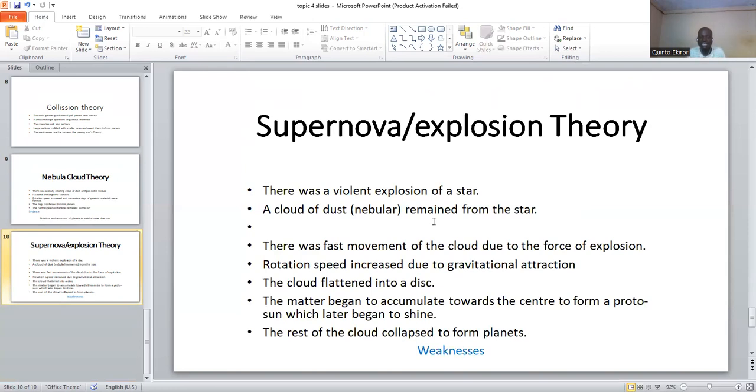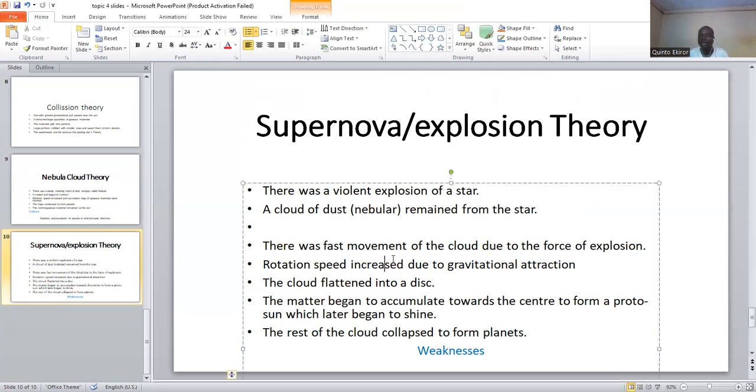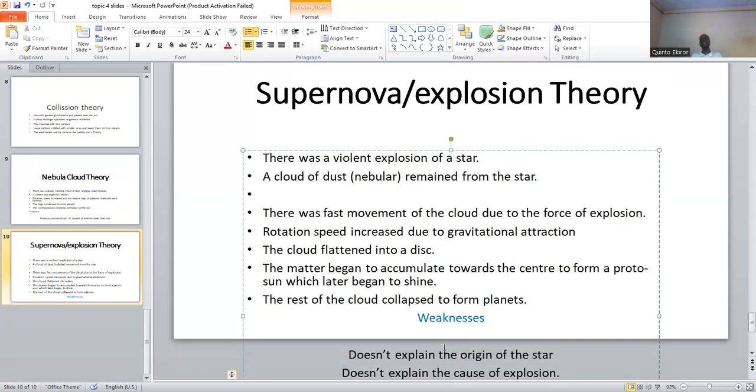The cloud flattened into a disk. Have you seen? Into a disk. The matter began to accumulate towards the center to form a proto-sun, which later began to shine. The rest of the cloud collapsed to form planets. Let's see now the weaknesses.